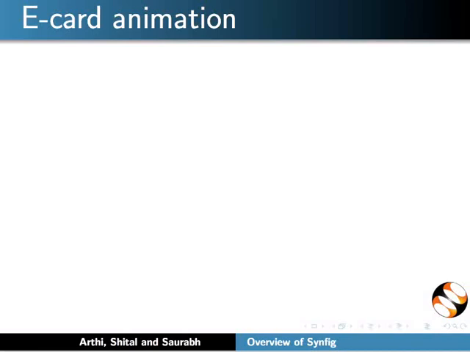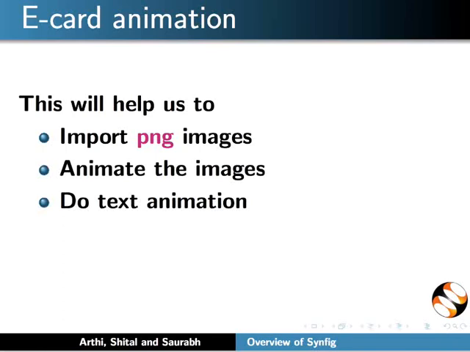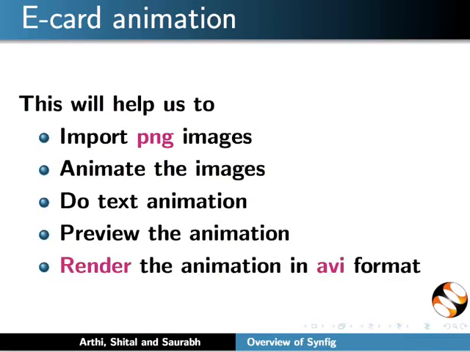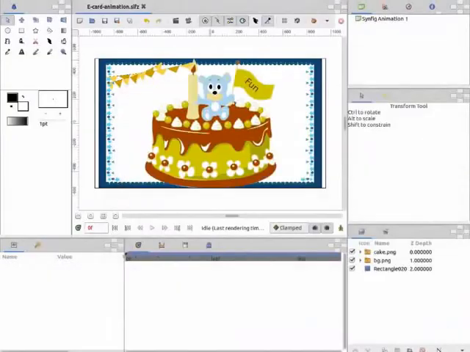The next tutorial is e-card animation. This will help us to import PNG images, animate the images, do text animation. Also, we will learn to preview the animation and render the animation in AVI format. Let me play this tutorial. Select the cake image in the folder and click on Import. We get the cake image on our canvas.